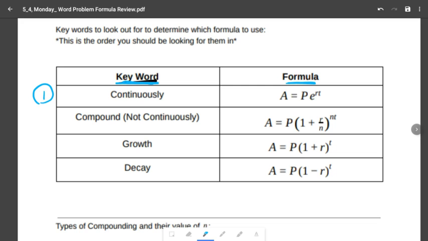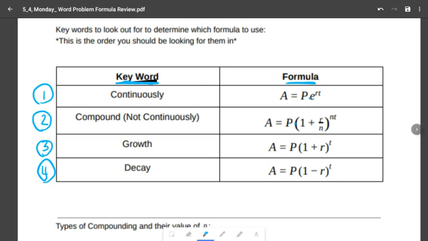If the word continuously is not there, you would then search for the word compound. Now, be careful because the word compound does show up with the word continuously, so you're looking for the word compound without the word continuously being there with it. If the word compound is there and not the word continuously, then you're going to use this formula to the right, A equals P times (1 plus r divided by n) to the nt power. If those words are not there, you'll then determine if it is growth or decay, and the formulas for each of them are to the right there.